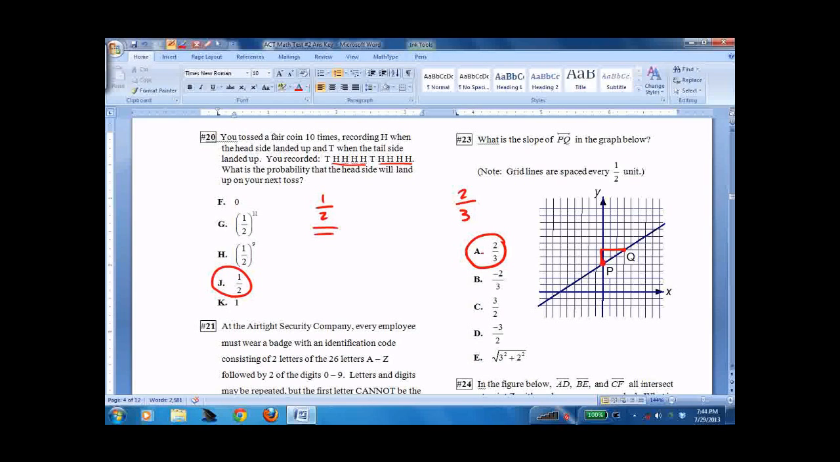Doesn't matter that they're only half a unit. It goes up 2 for every 3 it goes over. You'll find another point up here. It goes up 4 for every 6 it goes over. Same thing, 2/3.